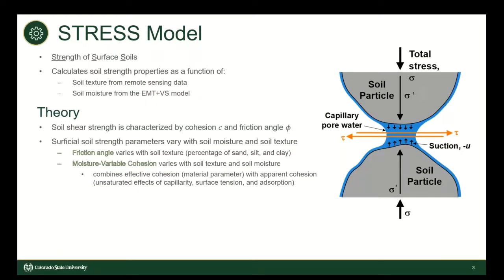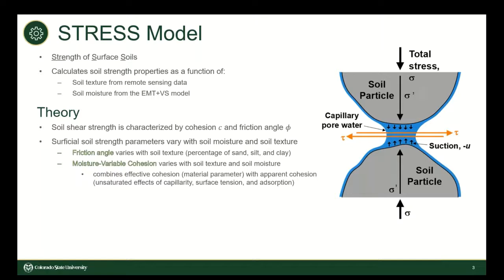The model that we are hoping to parameterize and verify is called the STRESS model. It stands for the Strength of Surface Soils. This model calculates soil strength properties based on soil texture from remote sensing data and soil moisture from a program called EMTBS, which we will go into on the next slide.